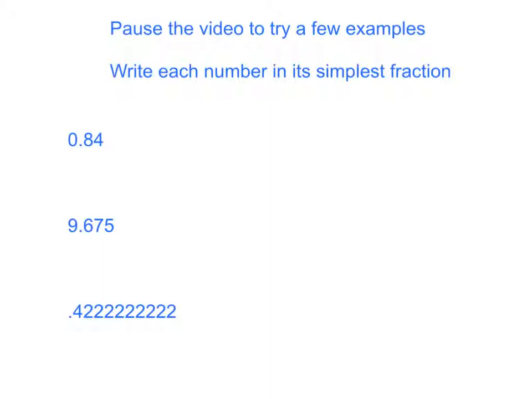Pause the video to try a few examples. You're going to write each number in its simplest fraction. So for the first one, 0.84, the fraction is 21 over 25. Remember, you always have to simplify.